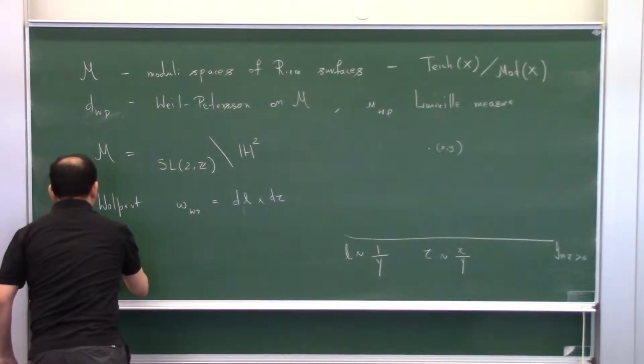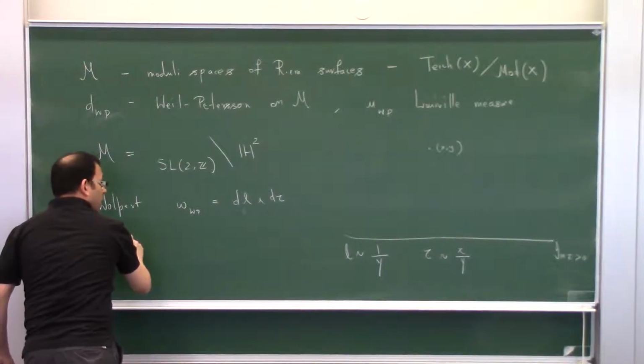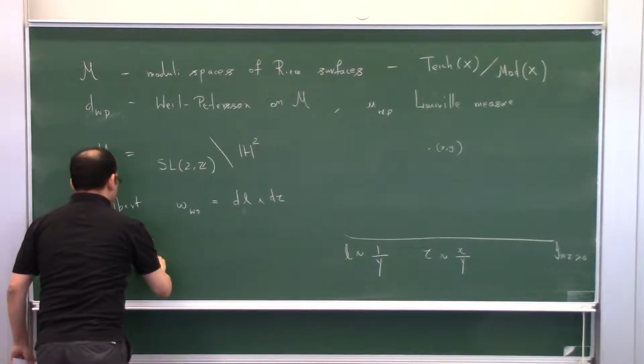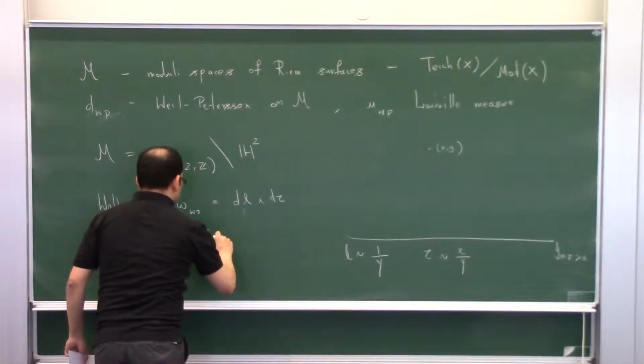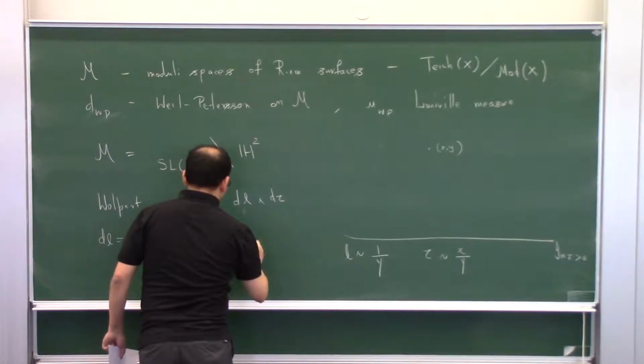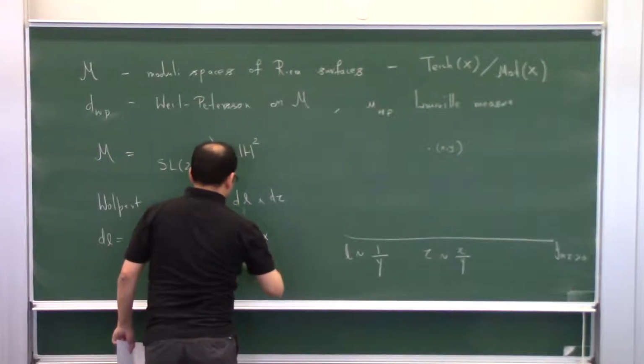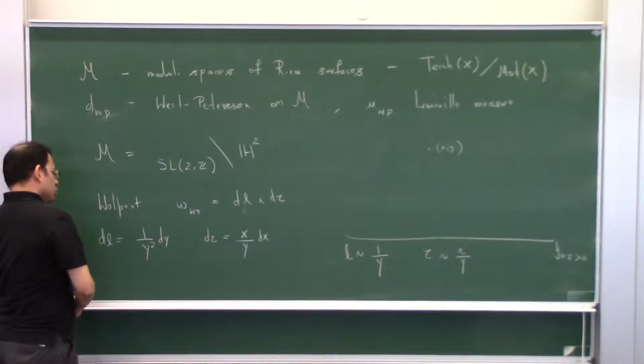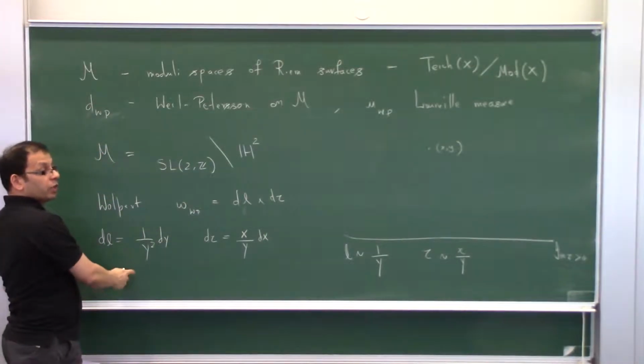So those are the leading terms, and then if you do the calculation, dl is about 1 over y squared dy, and d tau looks like x over y dx. And then you take the wedge, and you see that you get y cubed.